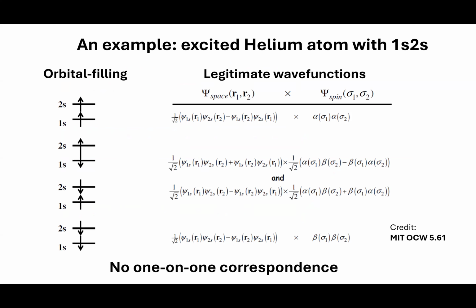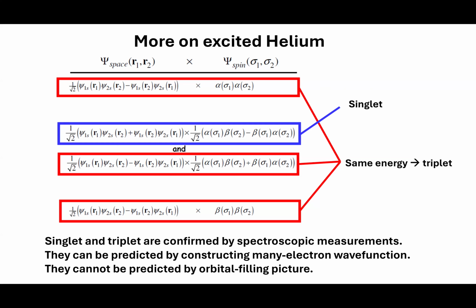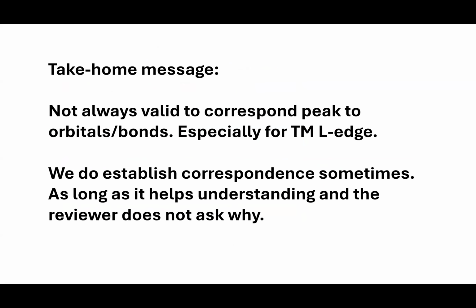Okay, so I hope this gives us some feeling for why the many-electron wave function is important. Like I said, the take-home message is that the peaks do not always correspond to orbitals and bonds. Sometimes they do. For example, as I mentioned, at the K-edge they have a rough correspondence, but it's totally not the case for transition metal L-edges.